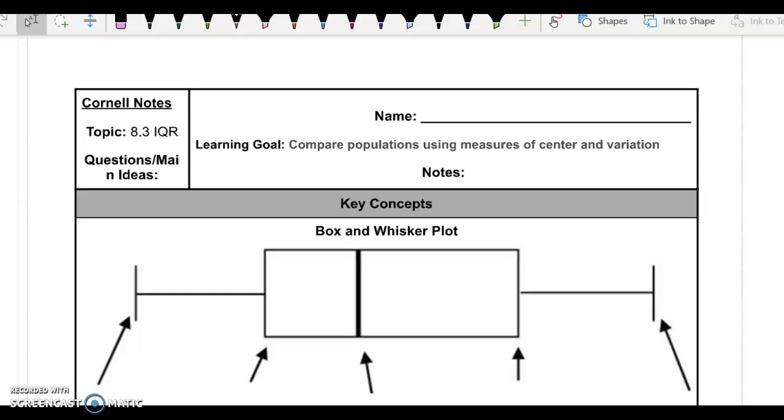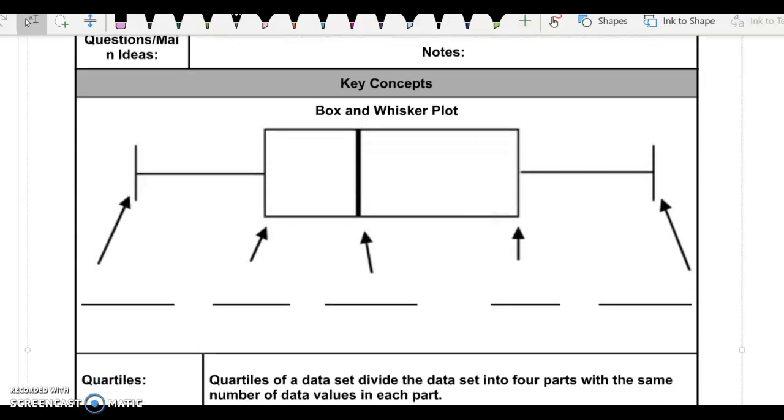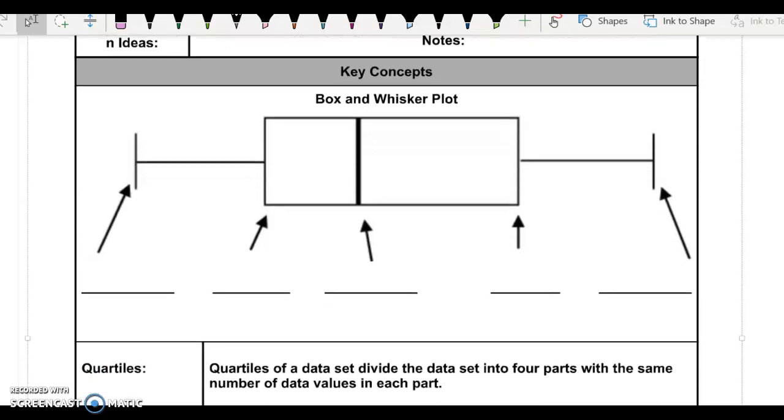All right, 8.3 would be IQR. Our learning goal is to compare populations using measure of center and variation. So our key concept today would be a box and whisker plot. There are 5 parts to a box and whisker plot that are very, very important.